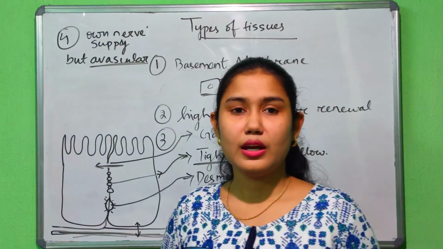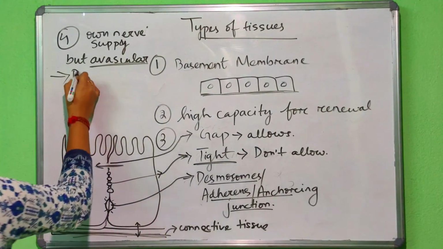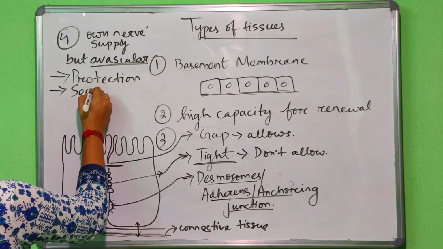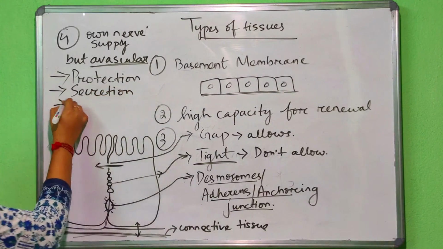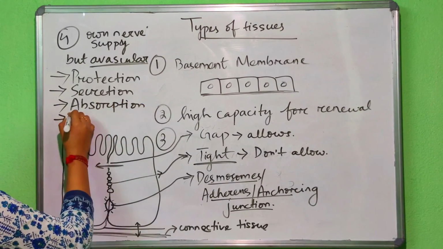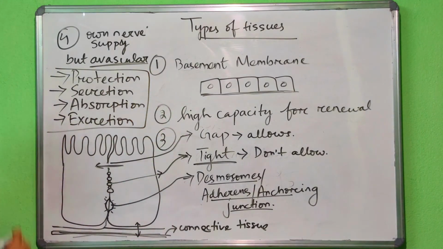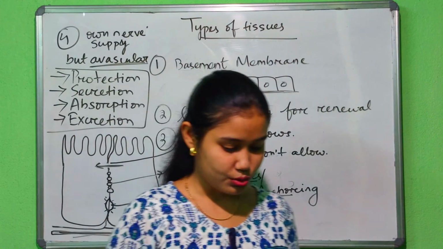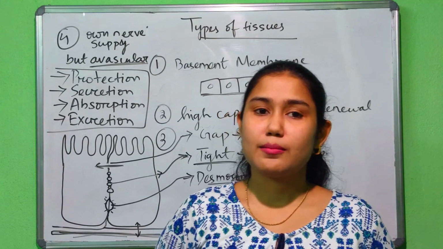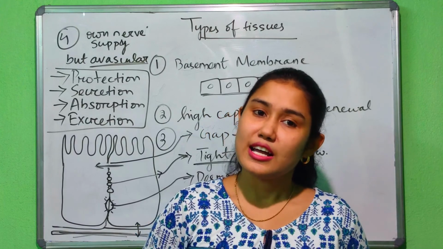Clear? So what are the main functions that we have studied? The first one is protection. The second one is secretion. The third one is absorption. And the fourth one is excretion. These are the main functions of the epithelial tissues. There are various types of epithelial tissues found in the body, and we will discuss these in the next video.